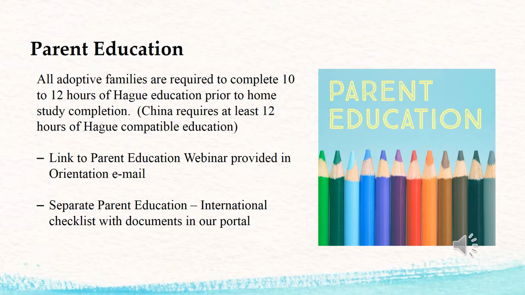When you receive the orientation email and open the portal, you have access to an orientation document checklist as well as a separate checklist for international parent education documents. A link was provided to a webinar explaining Nightlight's parent education requirements. If you have not yet watched this, you'll need to go back and do so that your parent education will not be delayed. If you have not received the link to this webinar or the PDF, go ahead and send me an email at jordan@nightlight.org so I can go ahead and get that over to you.